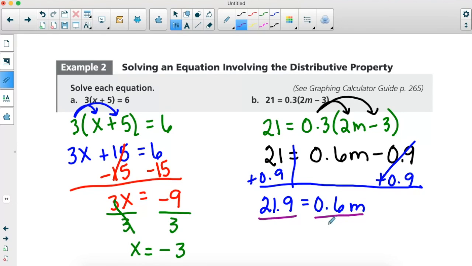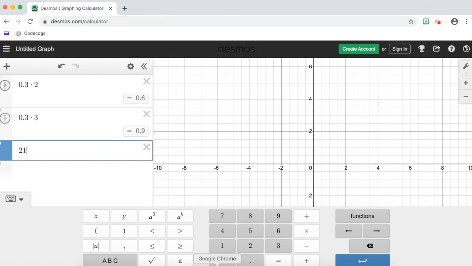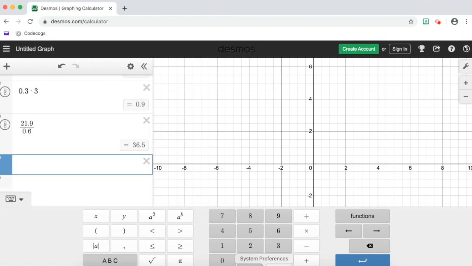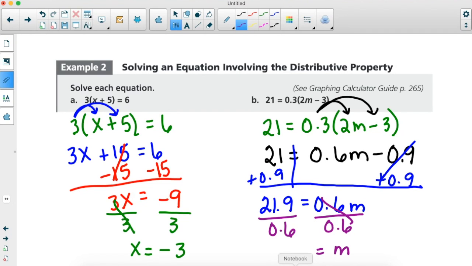Now, to get m alone, I need to get rid of this coefficient, which means I'm going to divide both sides by this coefficient, which is 0.6. These cancel out, equal 1, so m is alone. And then I'm going to do 21.9 divided by 0.6. So I'm going to go back to my calculator and type that in. Divided by 0.6, and I get 36.5 as my solution. There you go.